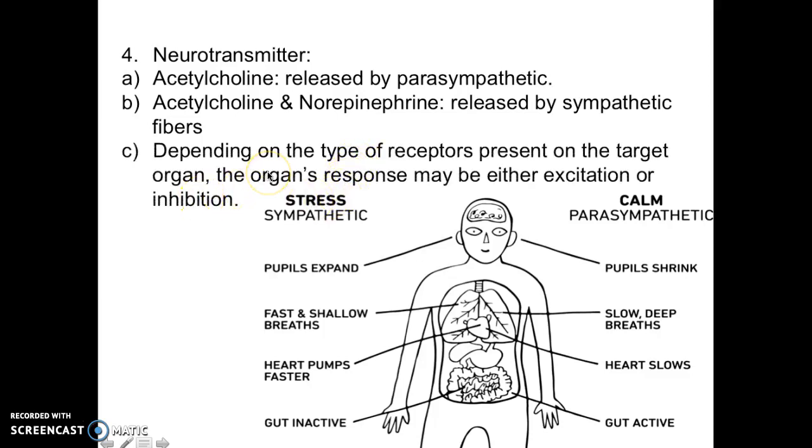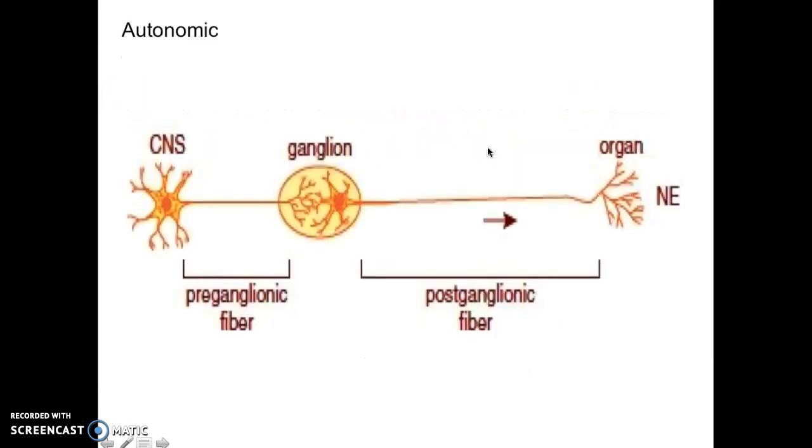Depending on the type of receptors present on the target organ, the response will either be excitatory or inhibitory. You will learn later about each organ and what happens during these responses. So for parasympathetic, you have acetylcholine. For sympathetic, you have acetylcholine and norepinephrine.